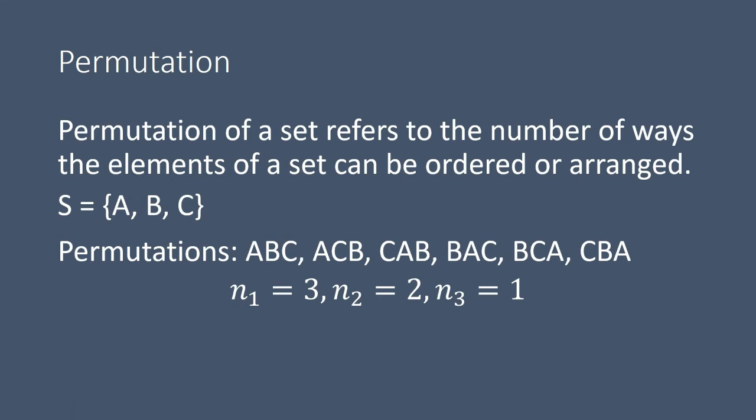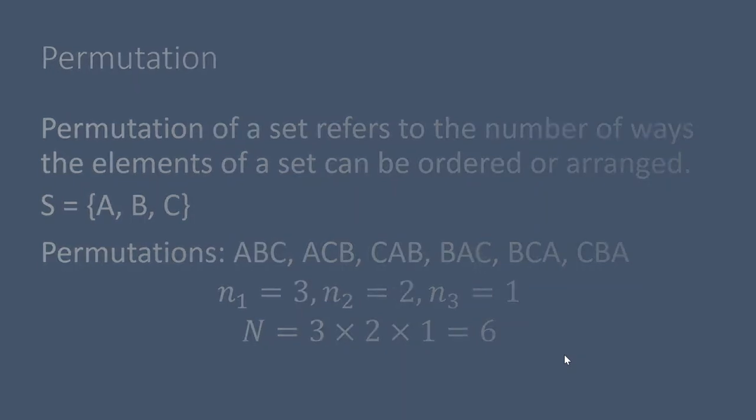And in the third stage of your experiment, you will choose the last letter. Since you have already chosen the other 2 letters, you are left with only 1 letter in the last stage of your experiment. And so using your fundamental counting principle here, the total number of possible outcomes or ordered arrangements of a set that has 3 elements is going to be 3 times 2 times 1, which is equal to 6.